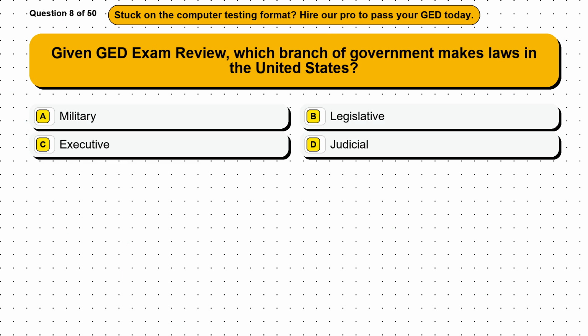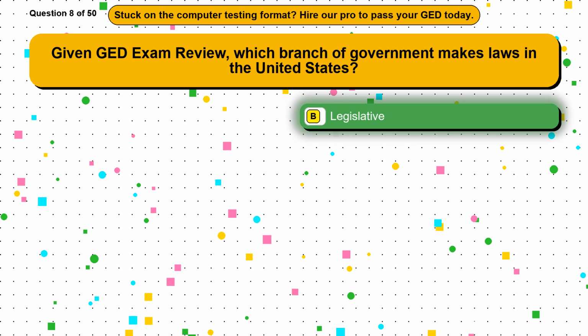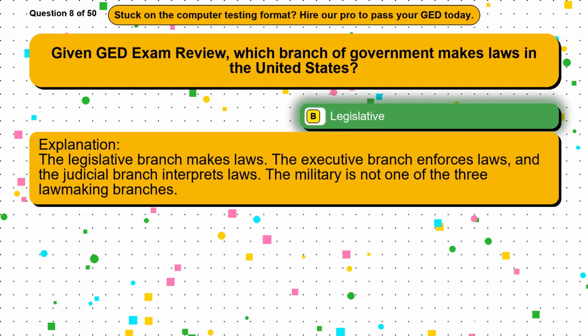Question 8. Given GED Exam Review, which branch of government makes laws in the United States? Option A, military. Option B, legislative. Option C, executive. Option D, judicial. The correct answer is option B. Legislative. The legislative branch makes laws. The executive branch enforces laws, and the judicial branch interprets laws. The military is not one of the three lawmaking branches.